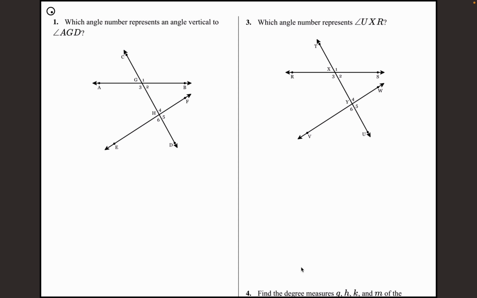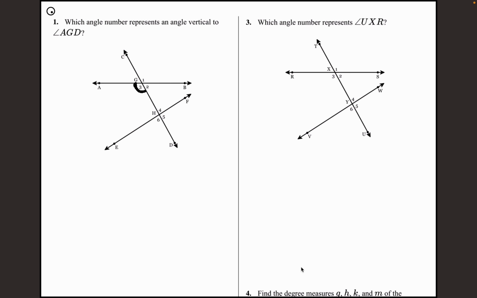Here's some examples. It says, which angle number represents an angle vertical to AGD, the angle of AGD. So our angle of AGD is going to be the same as angle 3. So it's this angle right here. So what angle number is going to be vertical to where our angle is?